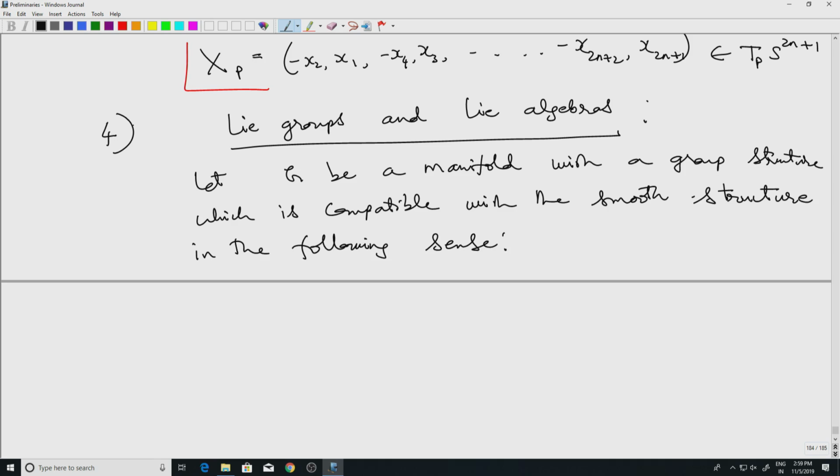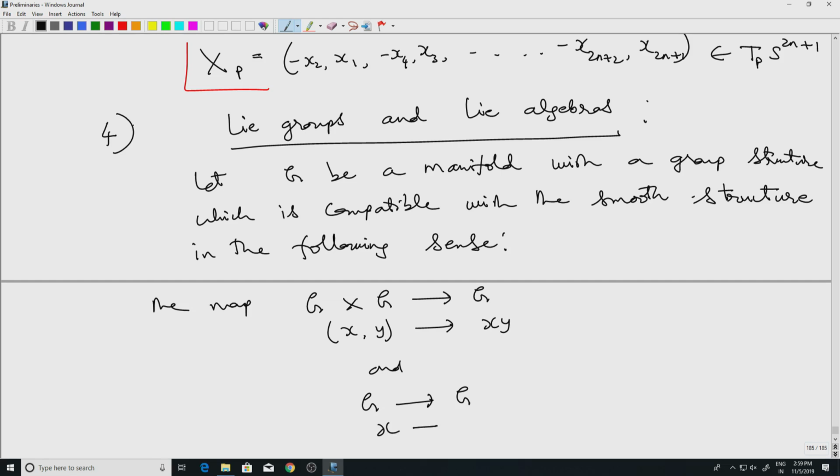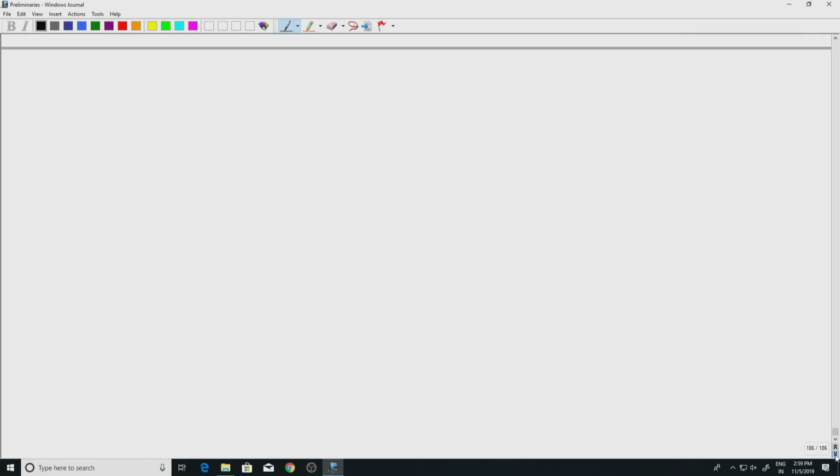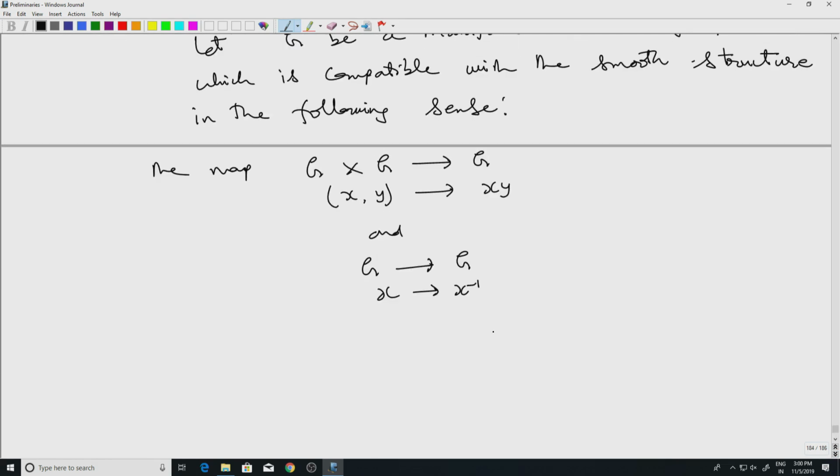I just demand that group multiplication, which is a map from G cross G to G, (x, y) going to x times y, and the map from G to G, x going to x inverse, these two maps are smooth. In order for this to make sense, we need a notion of a group.